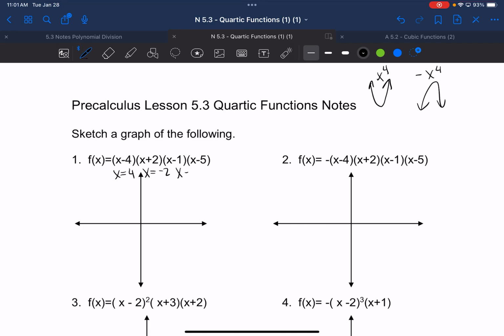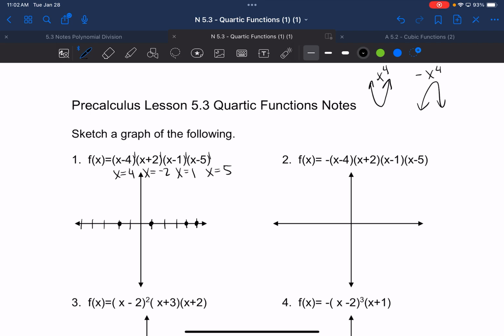Nice. Okay, so on the grid that they gave me, I'm going to go plot points at those places. So we've got one at 4, -2, 1, and 5. All right. Okay, so none of these appear to have multiplicity at any of the factors, right? These are all understood exponents of 1, right? We don't have any squares or cubes. So nothing weird should be happening at any of these zeros, right?